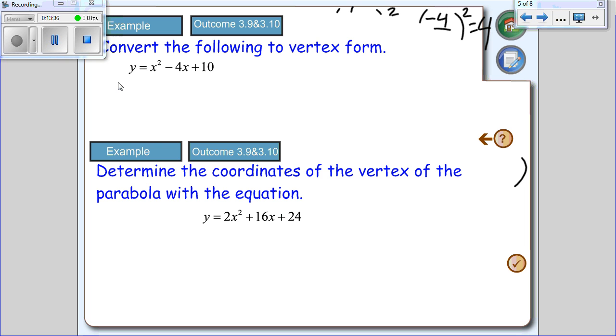Okay, let's change it. What's the golden rule to this? Take your greatest common factor out. Always your golden idea when you're starting out. So, take out a 2.